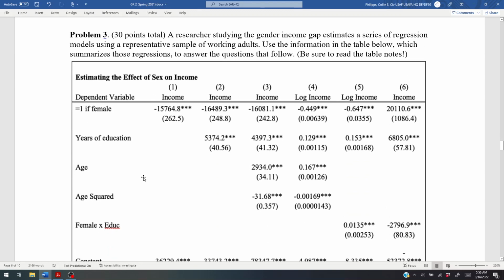And on to number 3. Okay, a researcher studying the gender income gap estimates a series of regression models using a representative sample of working adults. Representative sample, right? Nothing special about these people. They're perfectly average. Right? So we can extrapolate these numbers and they'll be perfectly equal to the population numbers. I wish. Using the information in the table below, which summarizes those regressions, answer the questions. Be sure to read the table notes.